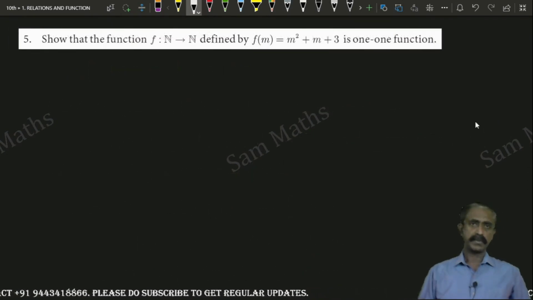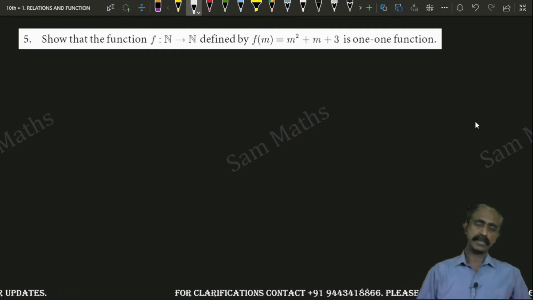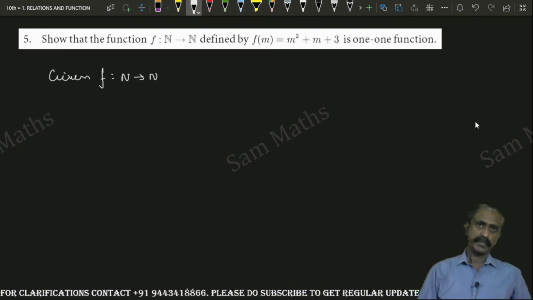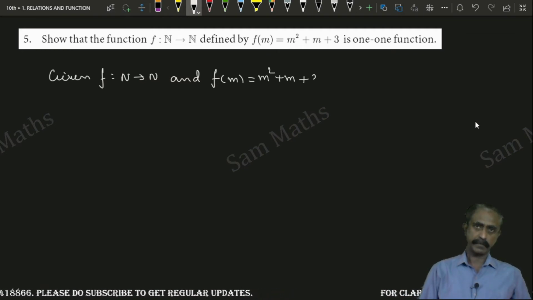Fifth problem, show that the function f from N to N defined by f of m is equal to m square plus m plus 3 is one-one function. Given f from N to N and f of m is equal to m square plus m plus 3.